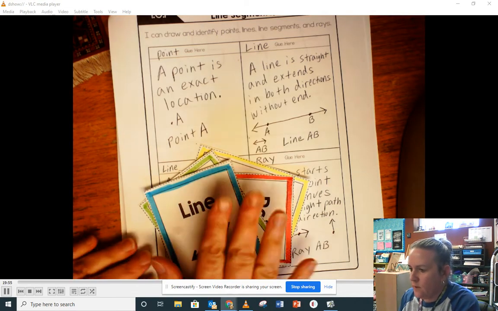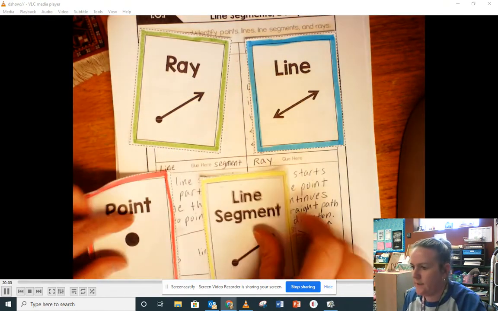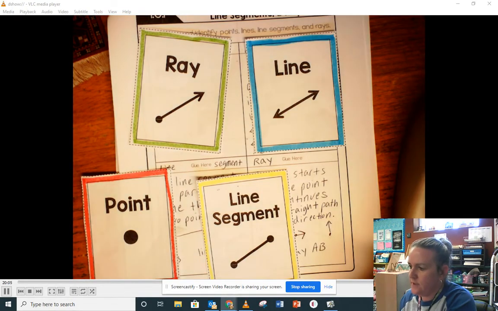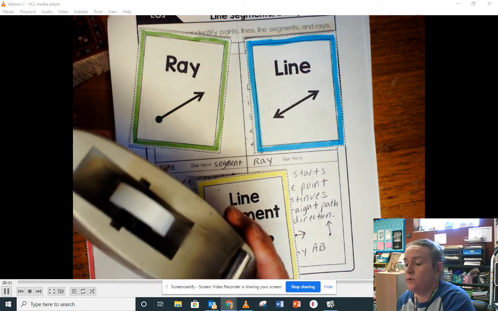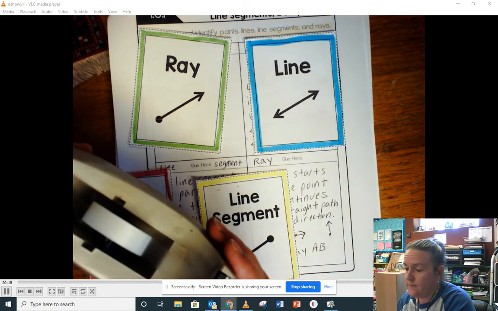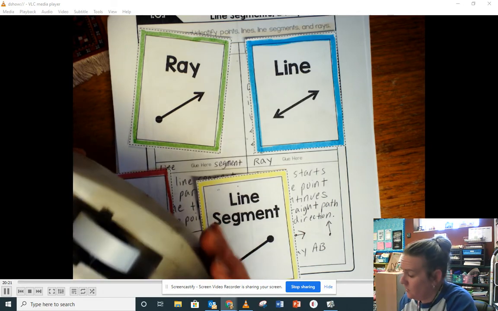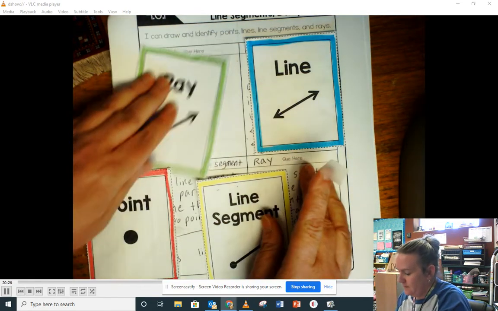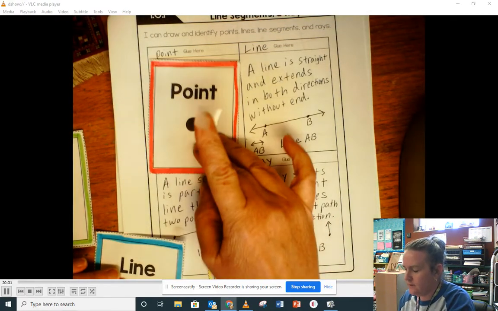Okay, hopefully you have all of your little pieces cut out. Lines and rays and points and line segments is what they should look like. And to attach these, the best thing to use is tape. If you don't have tape, you can use glue. If you don't have either one, then you could use a stapler or don't attach them at all. So I'm just going to take a piece of tape and make sure you're attaching the right one to the right spot. So we start with point.